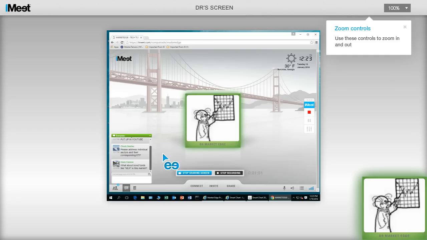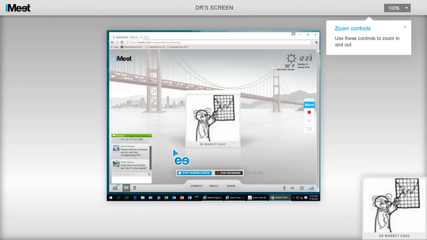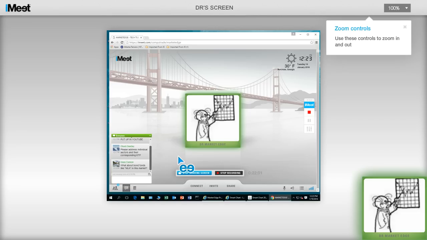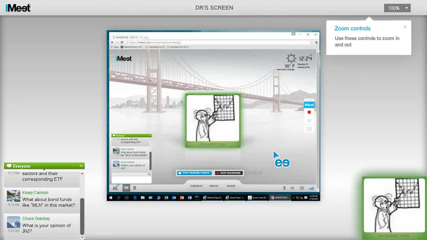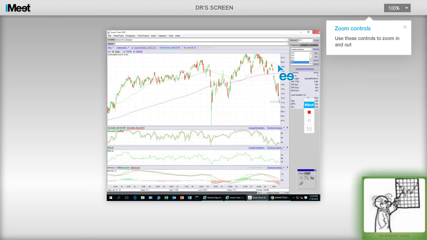Let me see if we have any more questions that came in. What about bond funds in this market? I don't know that you want to look at bond funds in this market quite yet. Certainly they've had a good week, but the 10-year is down here again at 2.0. That's a flattening of the yield curve, which means the banks aren't going to make any money. I don't think that bonds are going to be the place to be in 2016, as long as the Fed's threatening to raise rates at some point.